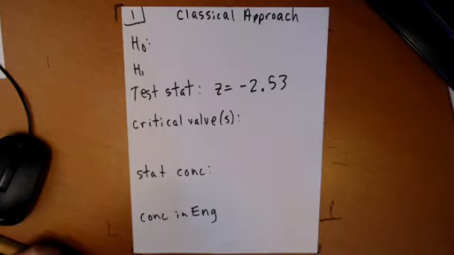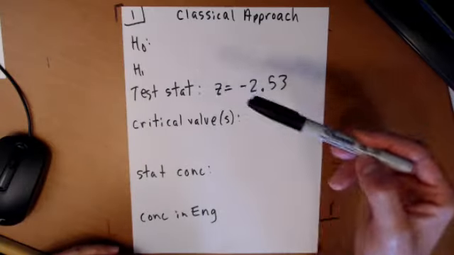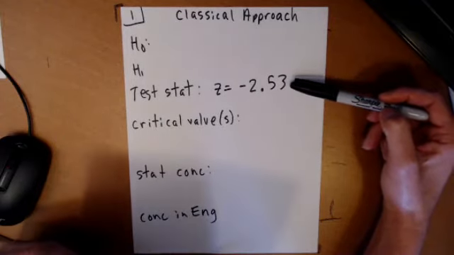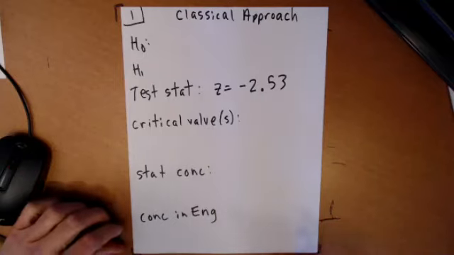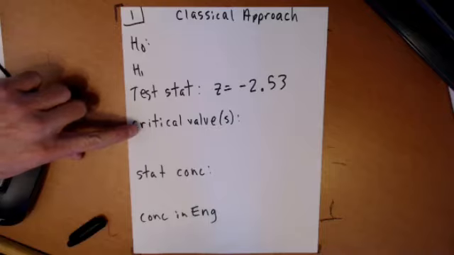Okay, folks, we're going to redo problem number 1 with the classical approach. So, using your calculator or the formula like we did previously, we get a z-value of negative 2.53. Okay. So, the problem pretty much starts out the same. Notice it does not say p-value here. We're going to be using critical values.